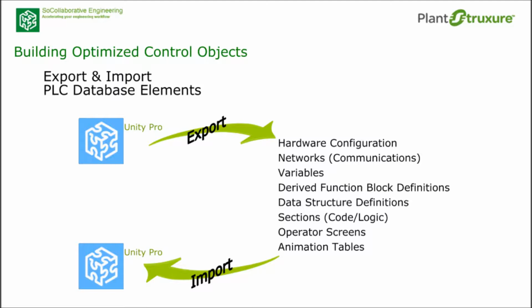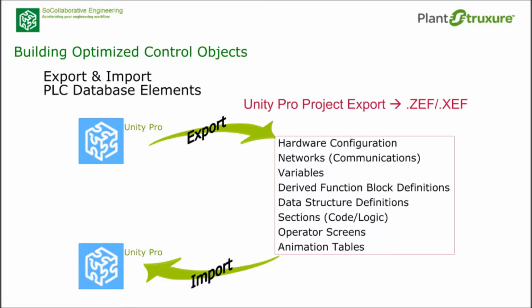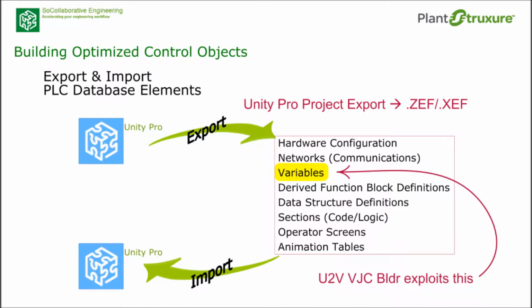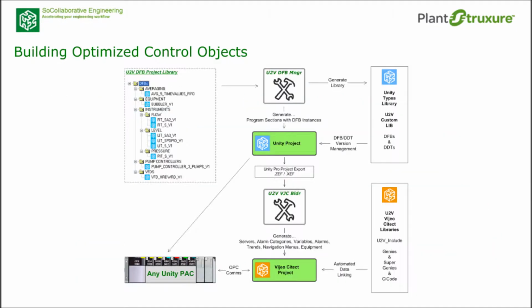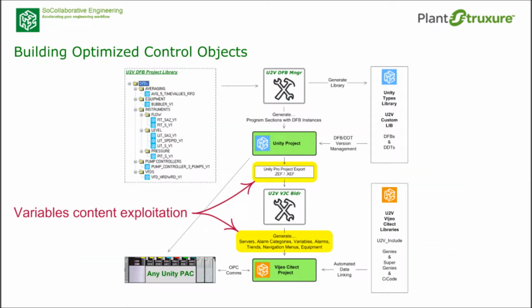Well, Unity Pro has another export-import feature that can be exploited to address this one. An exported Unity Pro project contains all of these elements, and the variable section is the part that the U2V VJC Builder exploits. The Builder tool uses an exported Unity project file. It extracts the variable section and uses the custom field for each variable to generate Vijeo database content. This enables the U2V methodology to accomplish the automated object linking.